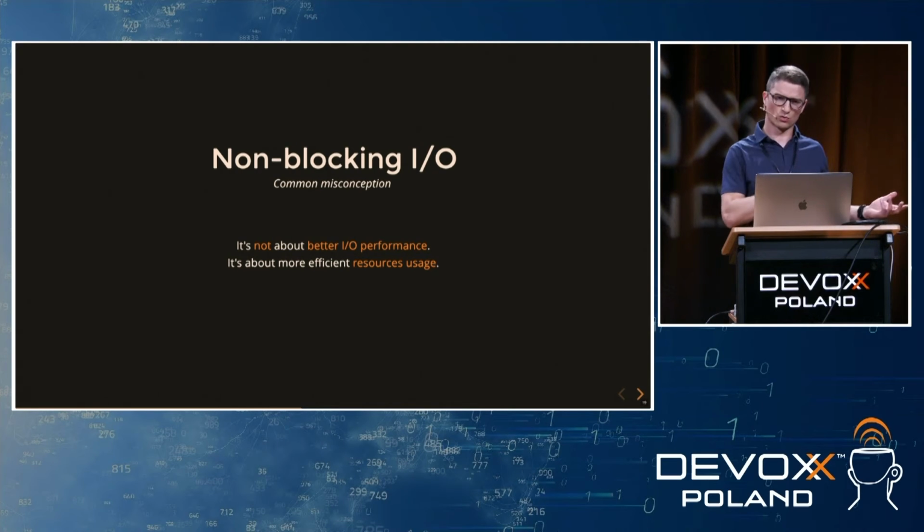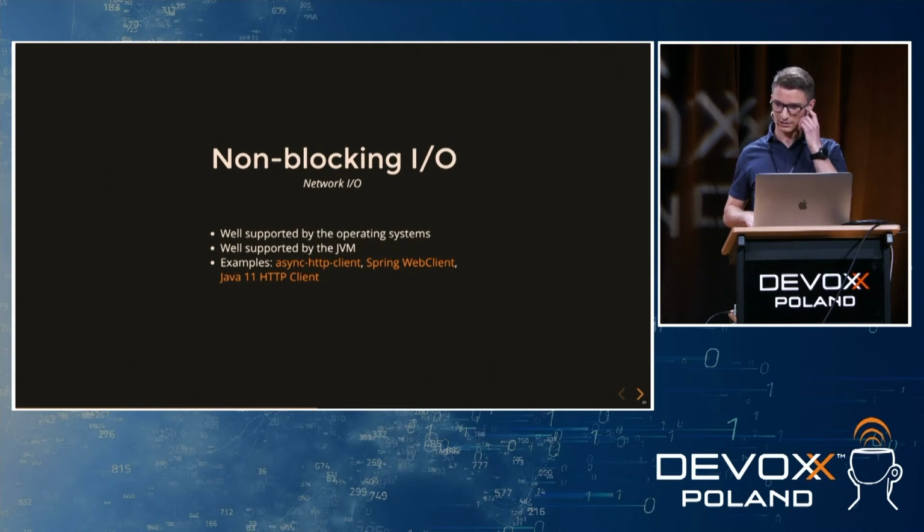So the question is, what is blocking then? Well, blocking is a thin abstraction provided at the level of the operating system, which means that non-blocking I/O operations are not about better performance of the I/O operations themselves, but they are about better, more precise, more efficient resource usage. And this might lead to better overall performance of our application, but this will be an indirect consequence of using such non-blocking APIs.